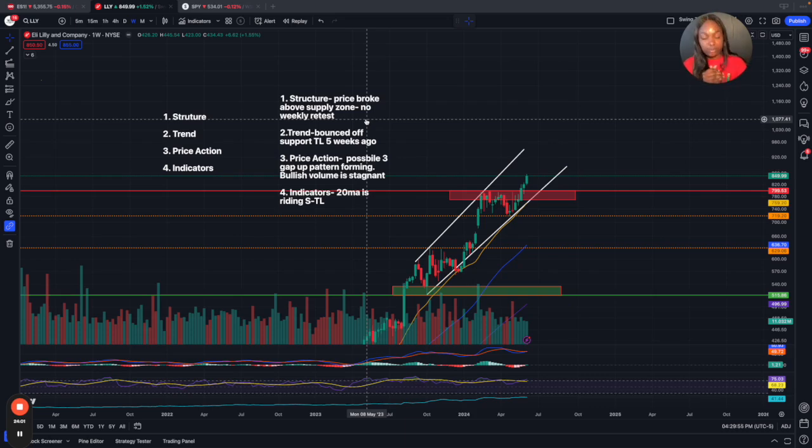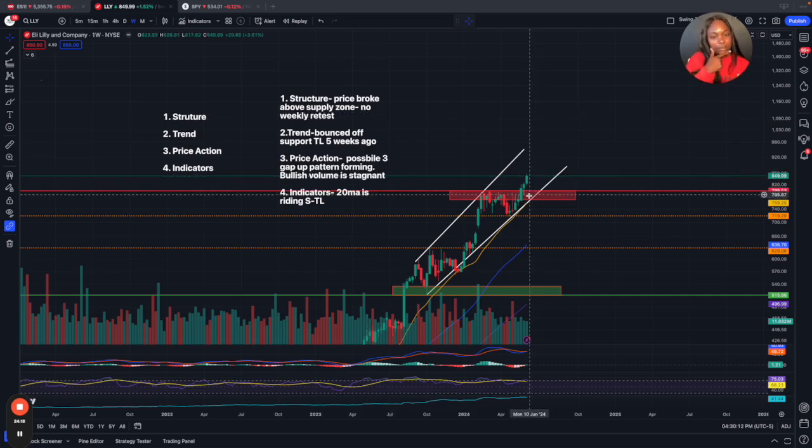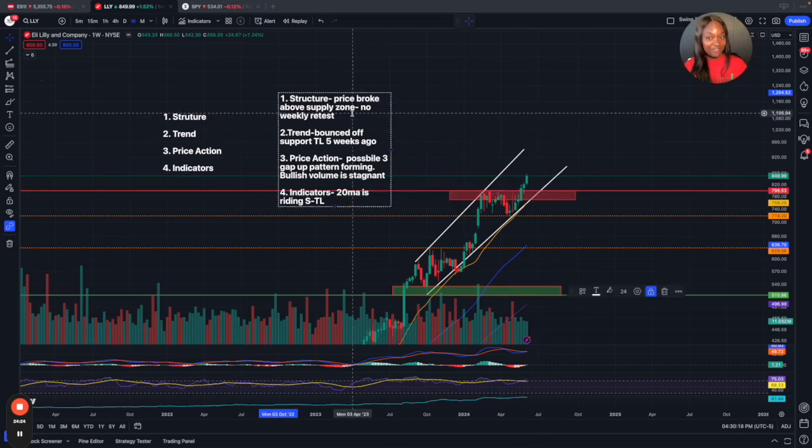And with the indicators, I do see that my moving average, the shortest moving average that I'm going to use for a swing trade, the 20 MA or 21, whichever one you use, is right there on that support trend line, which is right in line with the supply zone that it recently broke out of, that it has not retested. You with me so far, fam?